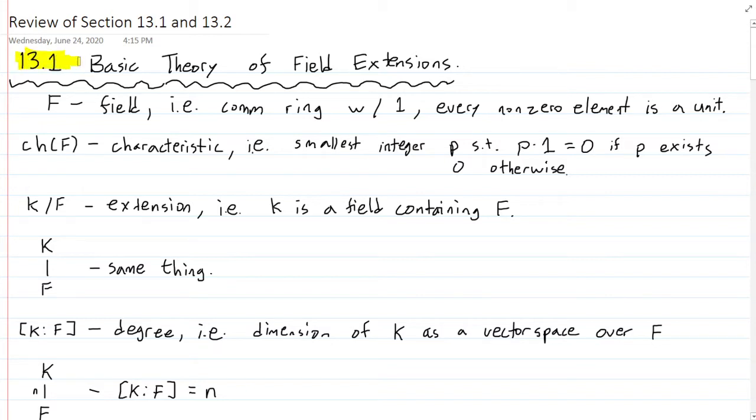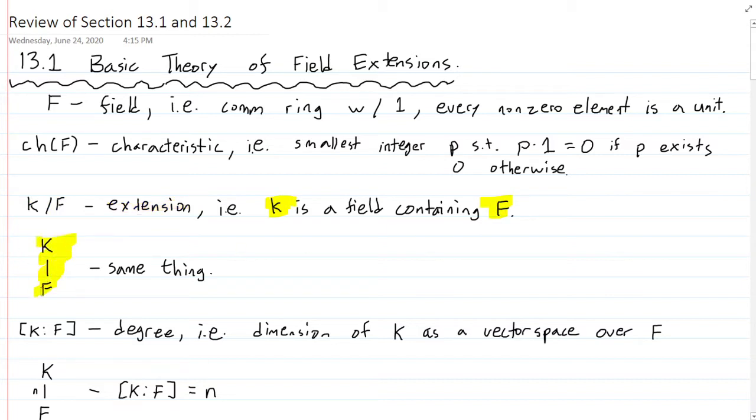Okay, so I'm just gonna review section 13.1 and 13.2. So 13.1 is basic theory of field extensions. So you have a field F, and what this means is a commutative ring with an identity element, and every non-zero element is a unit. And then the characteristic of F is the smallest integer p such that p times 1 equals 0 if p exists and 0 otherwise. Then we use this notation K over F to denote an extension, i.e. a field K containing F.